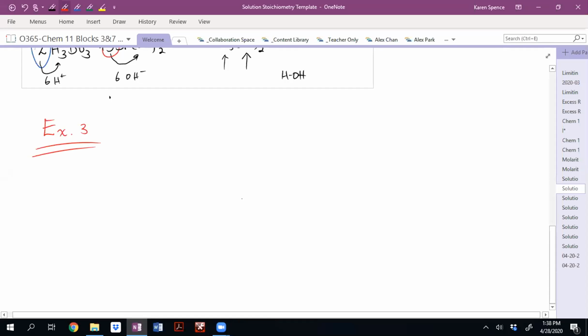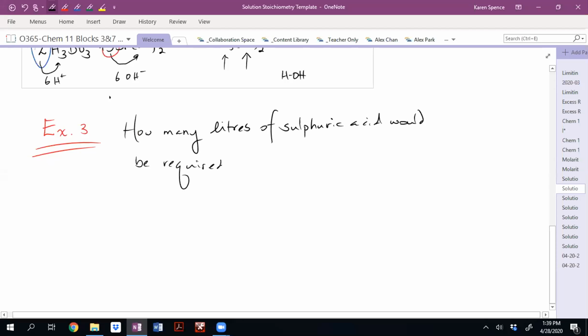Okay, let's try an example. Number 3. How many liters of sulfuric acid would be required to react completely with 3.00 grams of lithium hydroxide?